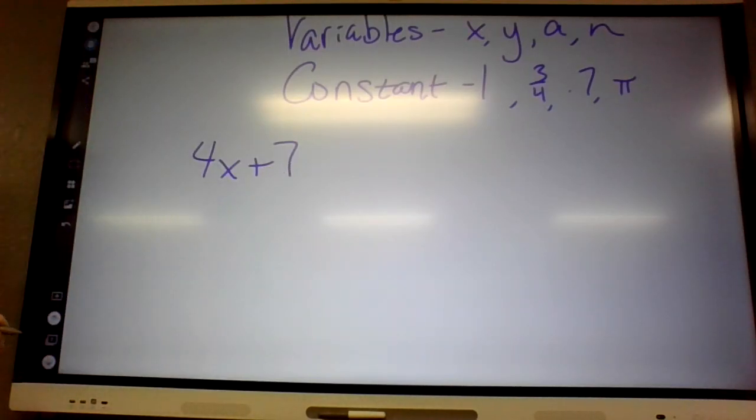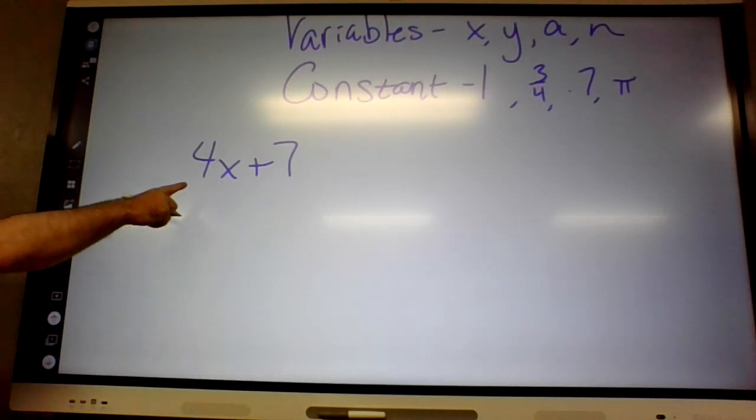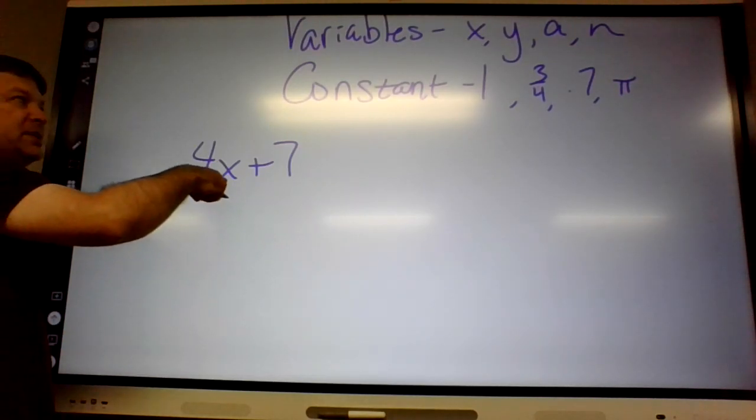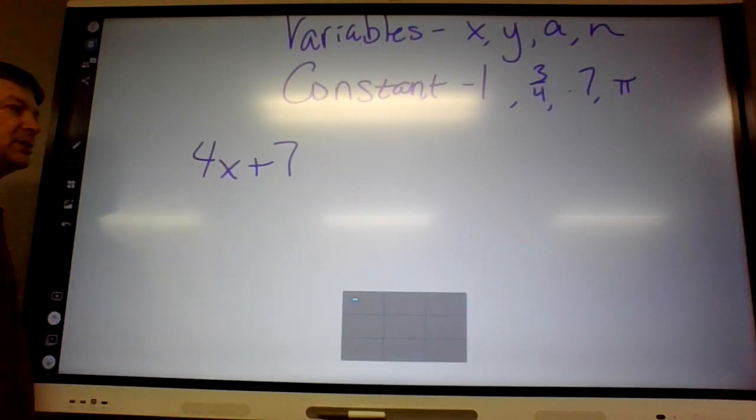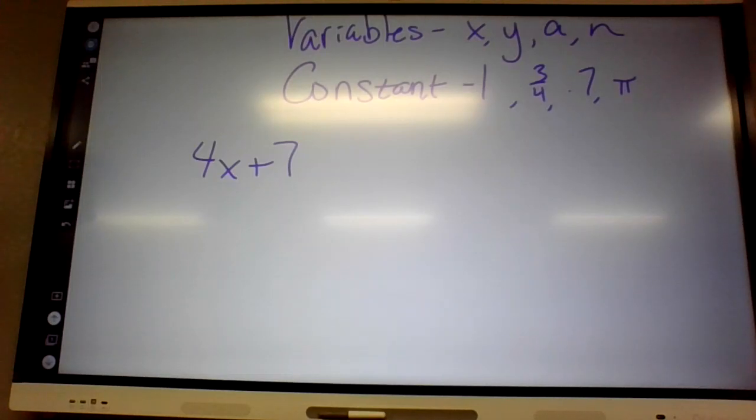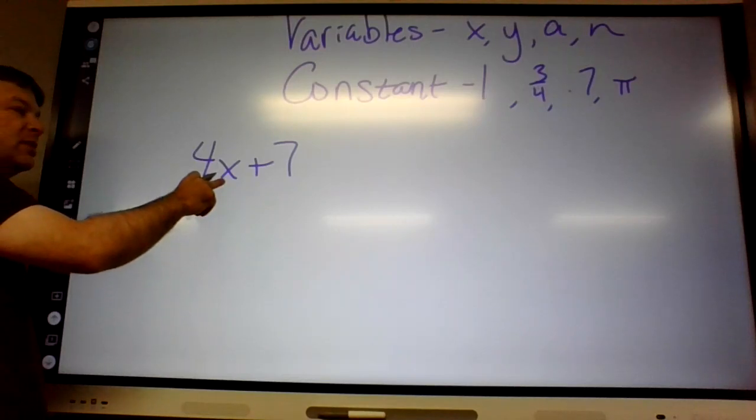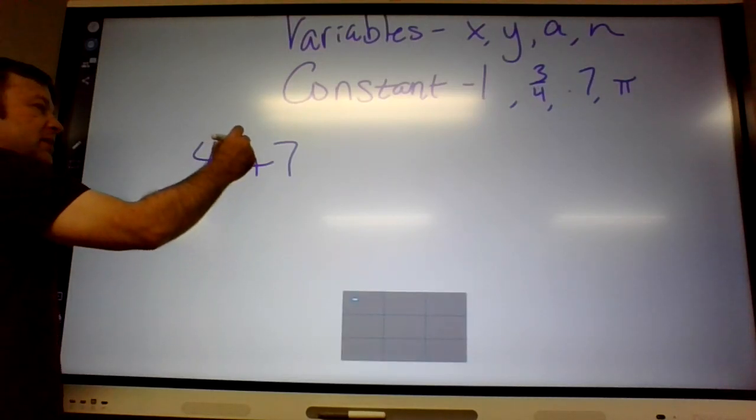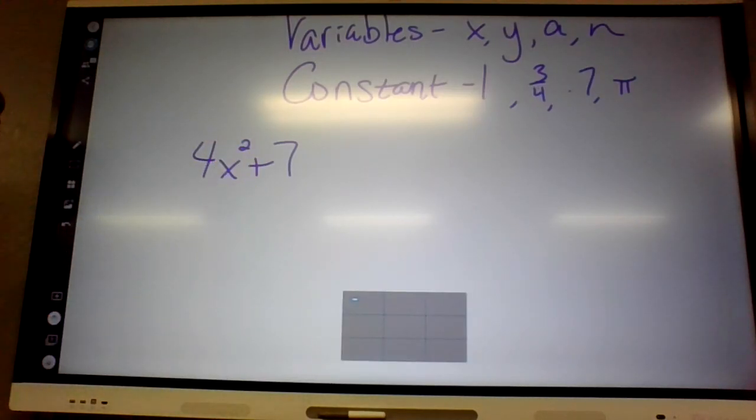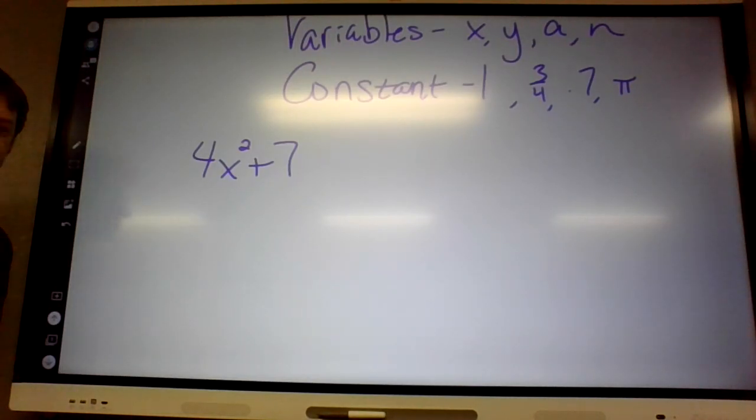When you have some variables and constants together, this is called an algebraic expression. Anytime there's a letter in it, that makes it algebraic. So this is an algebraic expression. What is the variable in this expression? X. And what are the constants? 4 and 7. And if you add a little exponent, that's still a constant. So the exponent 2, 4, and 7 are all constants.